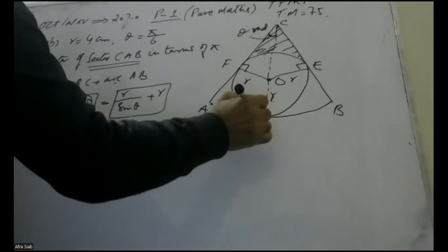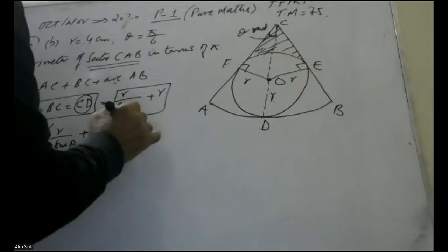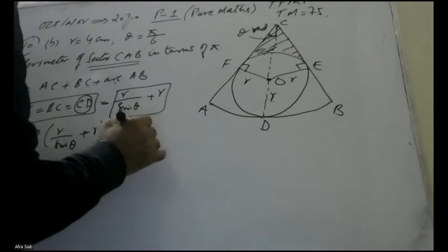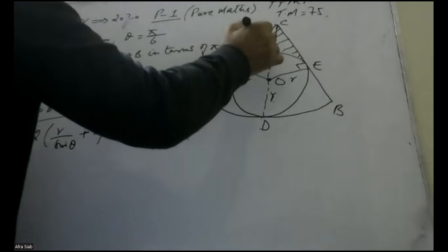And what is arc AB? It is r theta. And what is r? Here r is AC or BC, which is R over sine theta plus R, multiplied by theta, and this is theta and this is also theta, so that is going to be 2 theta.